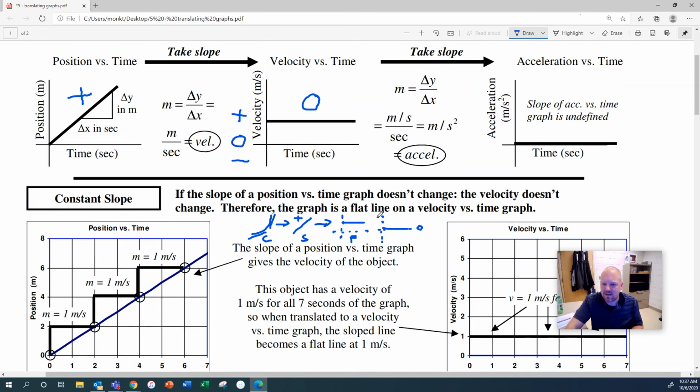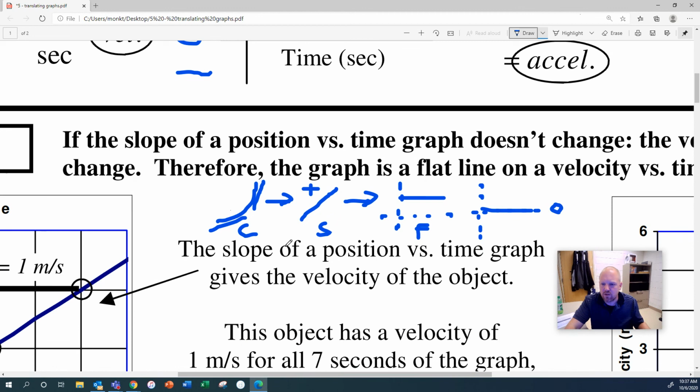Keeping in mind the entire time that any curved line is going to become sloped. Slope becomes flat at that slope. Don't worry about absolute values here, just positive, negative, or 0. And then flat lines become flat at 0.